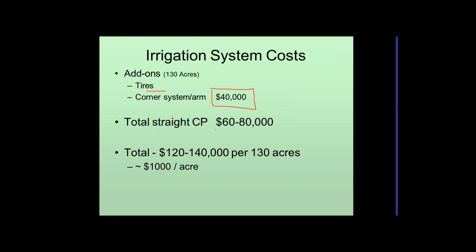So for a straight system, we're looking at somewhere between $60,000 and $80,000. With a well for a straight system, we're looking at somewhere between $120,000 and $140,000. So about $1,000 an acre is what it's going to cost us to put that system in.